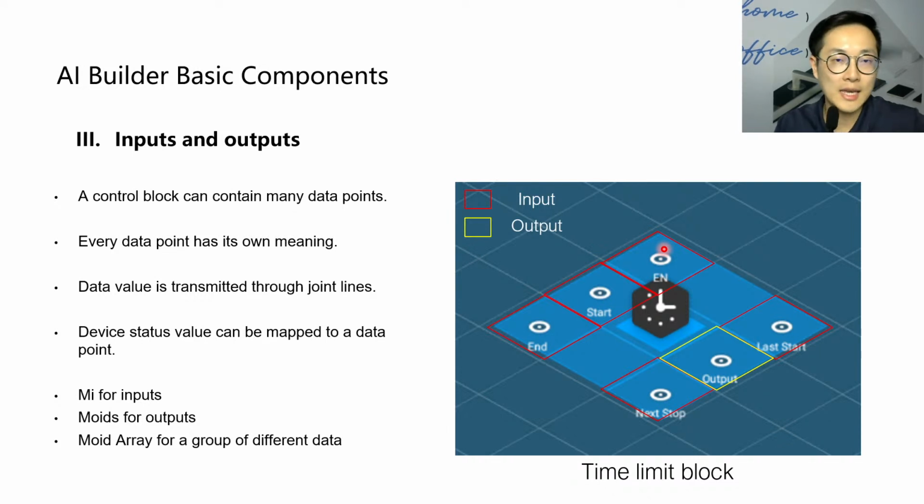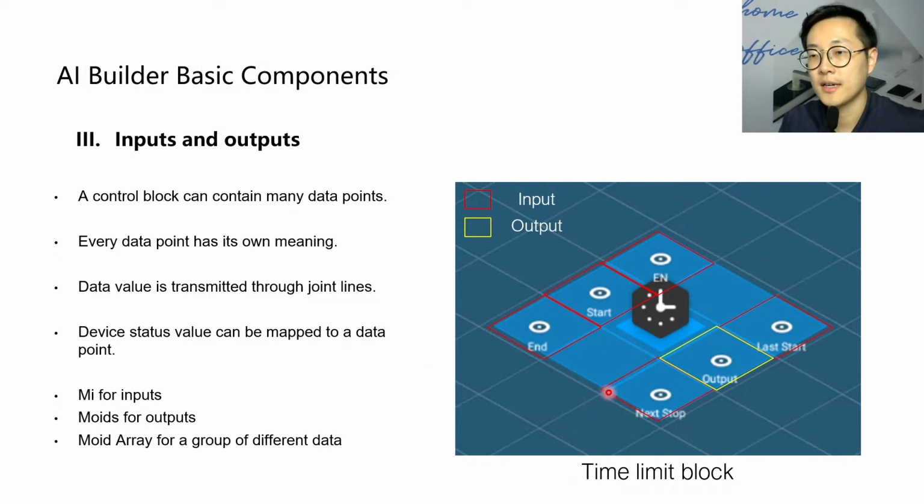And the third one is inputs and outputs. A control block can contain many data points, and every data point has its own meaning. Data values are transmitted through joint lines, and the data status value can be mapped to a data point.